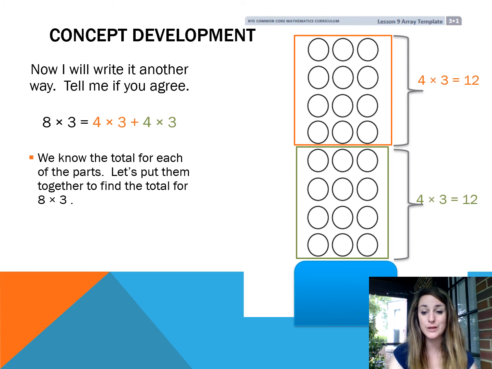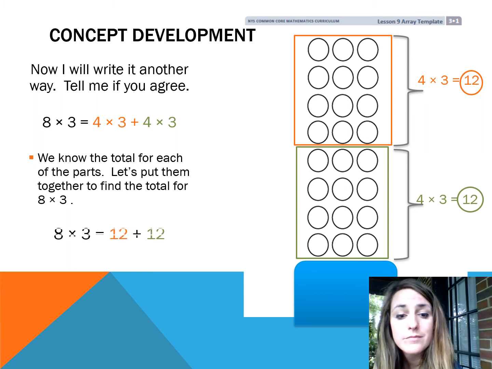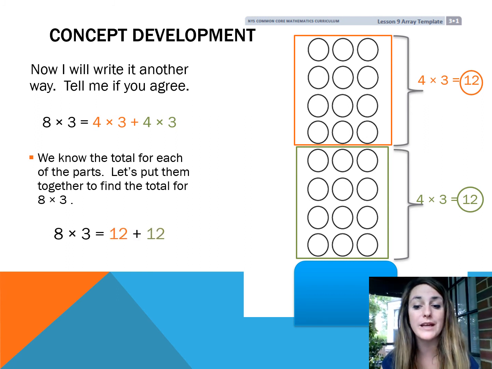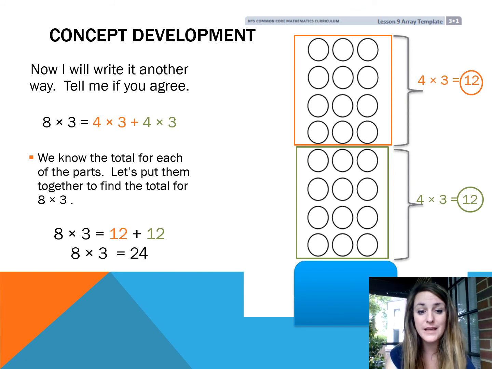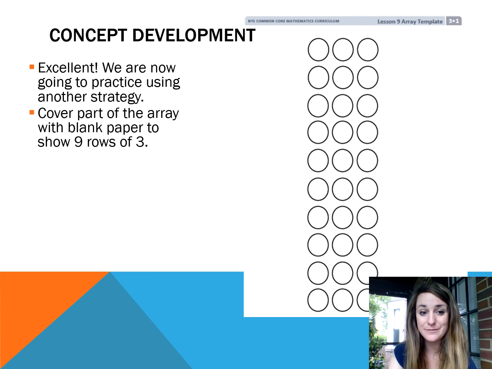We know the total for each of those parts. Let's put them together to find the total for 8 times 3. 12 plus 12 equals 8 times 3. 8 times 3 equals 24. Excellent. Now we're going to practice using another strategy.